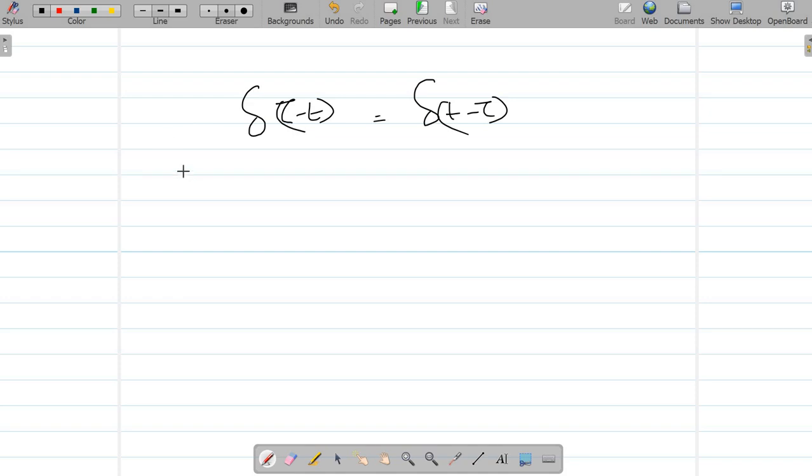Okay, so let me go back to the problem. It is the integral from negative infinity to positive infinity of x of tau. I want to evaluate this.